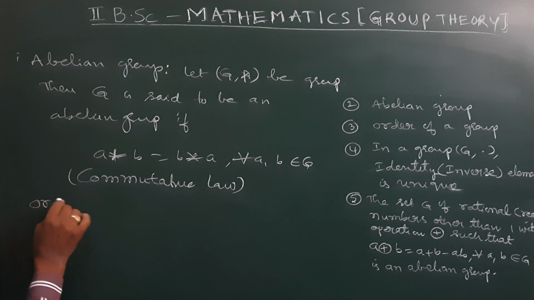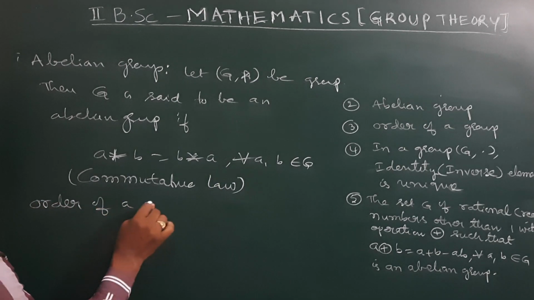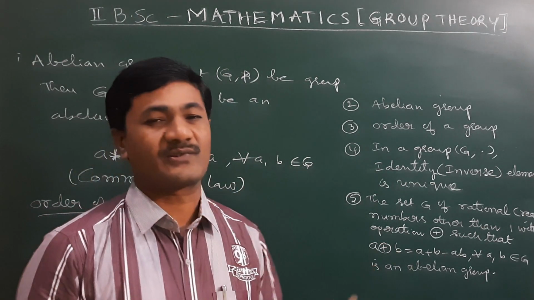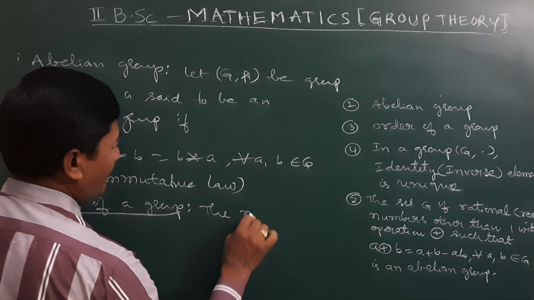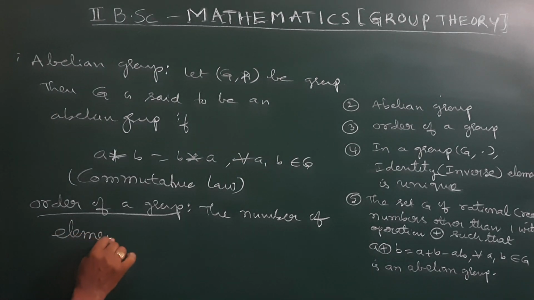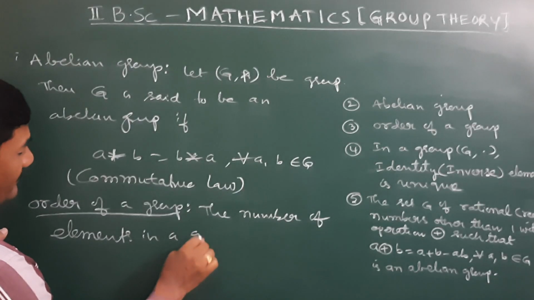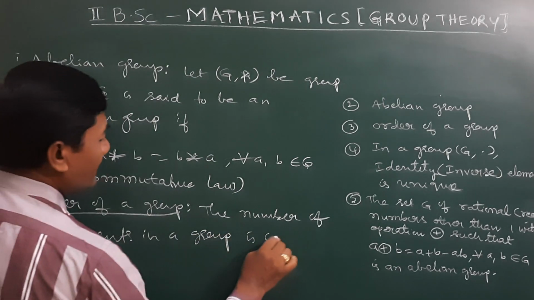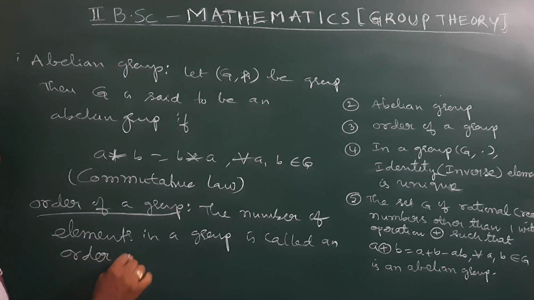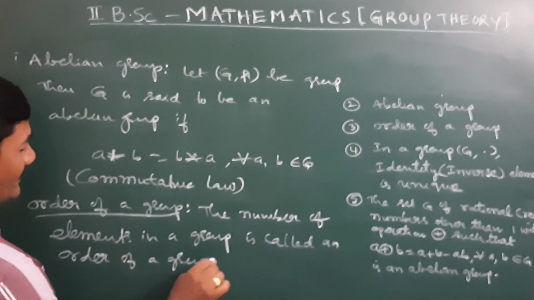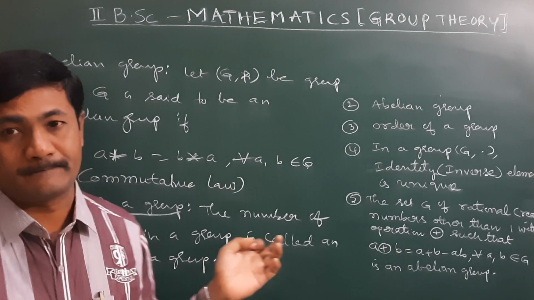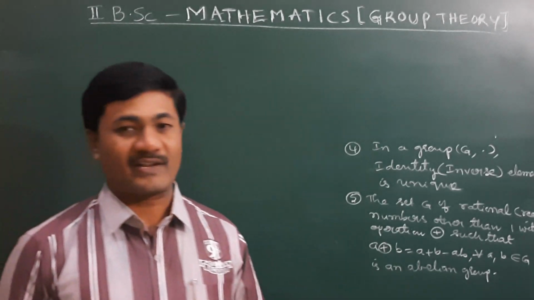Another is the order of a group. The order of a group means the number of elements in a group G is called the order of the group. It is denoted by order of G. The number of elements in a group G is called the order of the group.